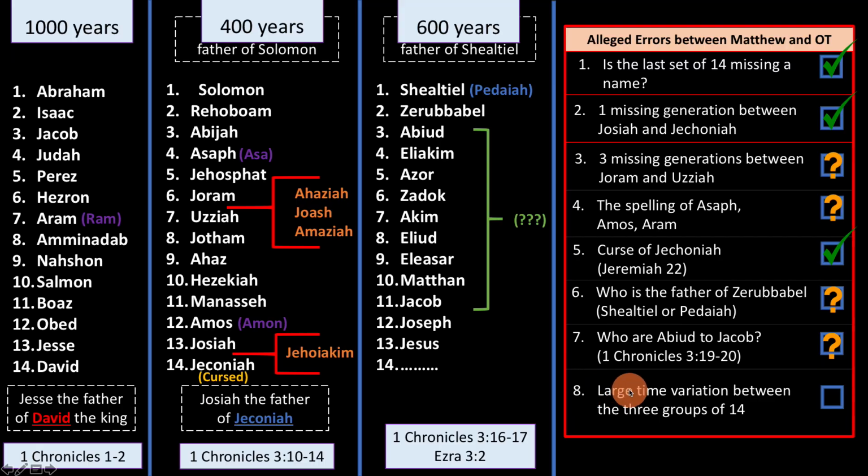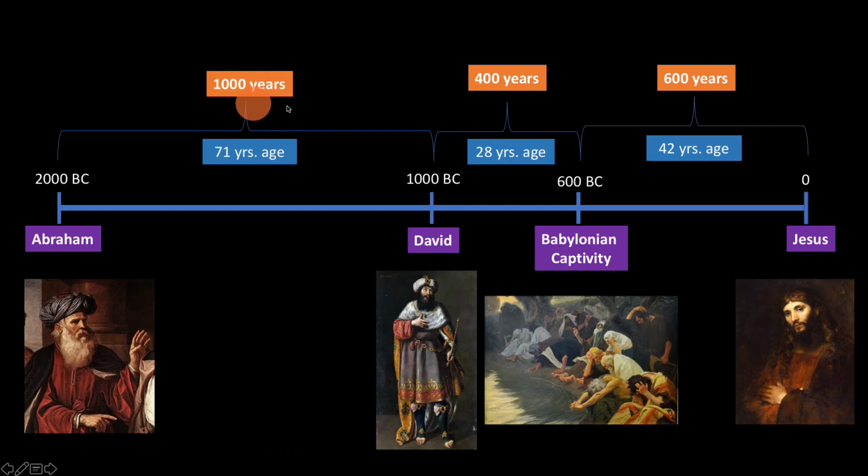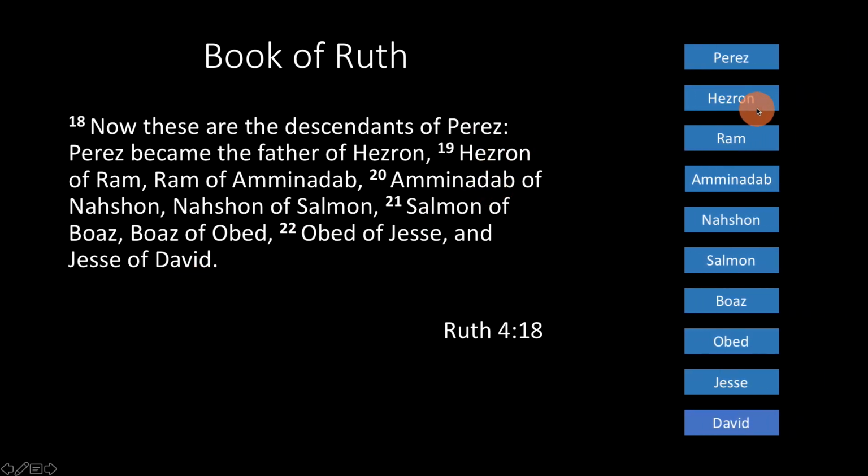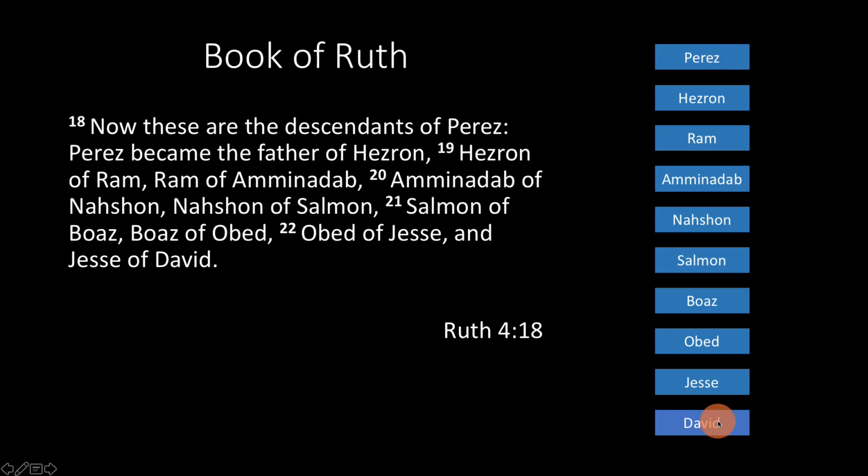And likewise, when we come to this issue, and dealing with this 1,000-year gap between Abraham and David, it is not specifically an issue with Matthew, but is more so an issue with the Old Testament. And specifically, it's an issue with the genealogy given in the book of Ruth. In the book of Ruth, at the very end, we're given a genealogy from Perez, so this is the son of Judah, all the way down to David. Now, what we find out is that there are 10 generations from Perez and David.